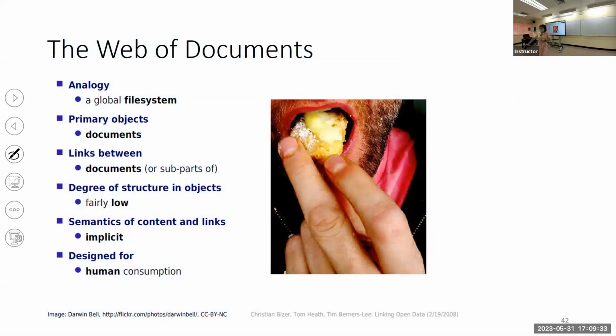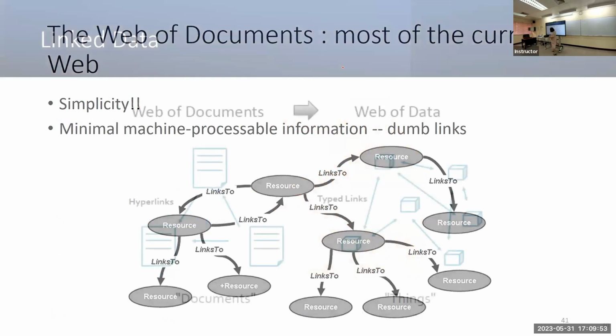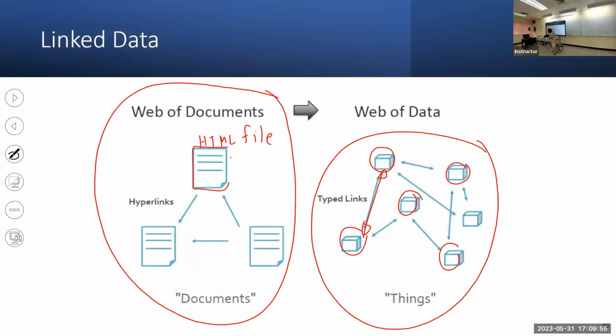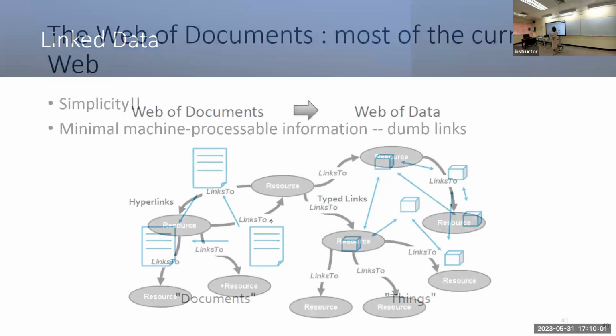Some of the slides I skipped actually compare the web of documents in the past and the evolving semantic web of data. If we compare a little bit, usually if we talk about the web of documents, each single resource is an HTML file.